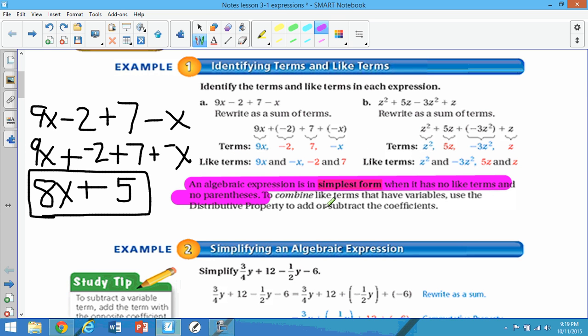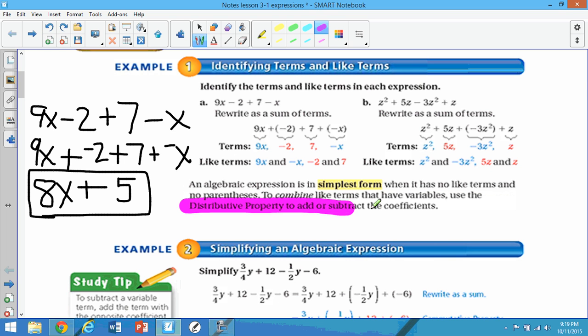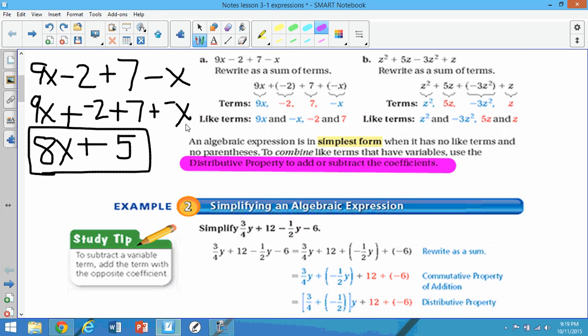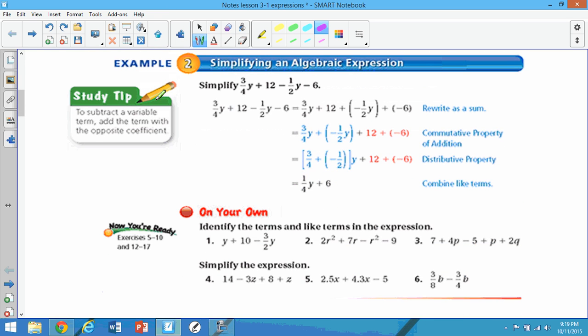Okay? When you have a parenthesis, you can use the distributive property. And that's something we talked about this week before you had this lesson. The distributive property allows you to get rid of those parentheses. Okay, all right. So if you look at exercise 2, now you're going to be simplifying, so you're going to be combining to get that problem.